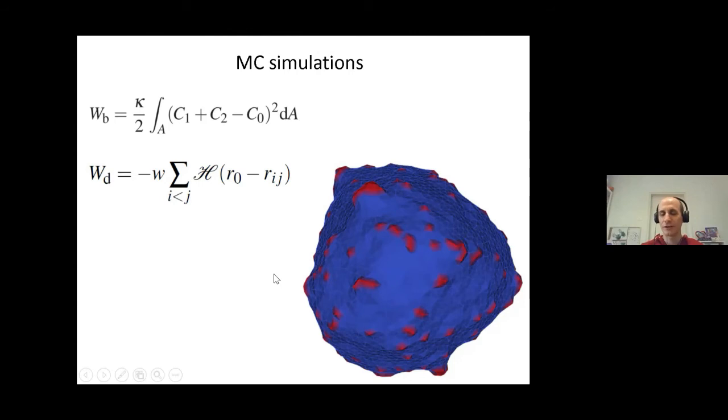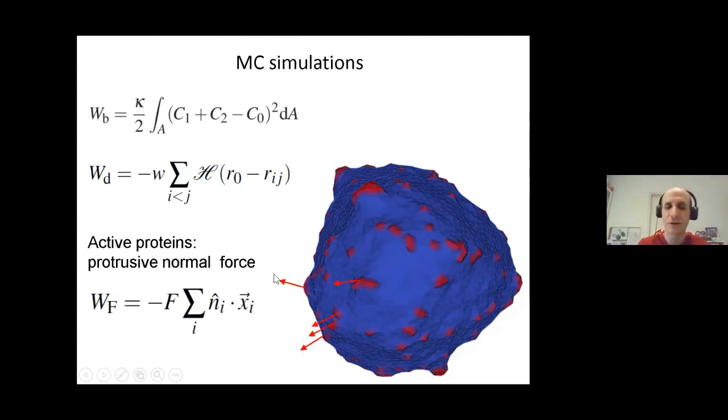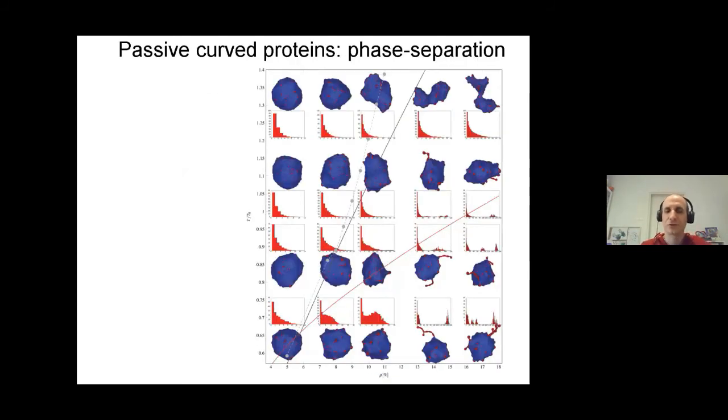But that's all very nice. But in order to make it non-equilibrium, we make each of these locations where there are these proteins also a site of an outwards force to simulate actin polymerizing and pushing against the membrane. So you have this additional term that adds these active forces which are pushing the membrane outwards. So maybe very quickly, I'll just show you some nice results.